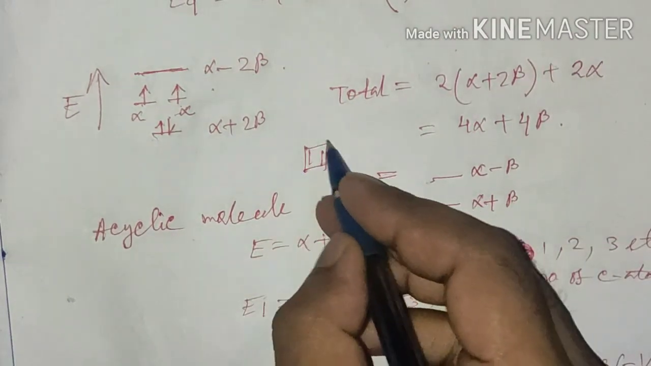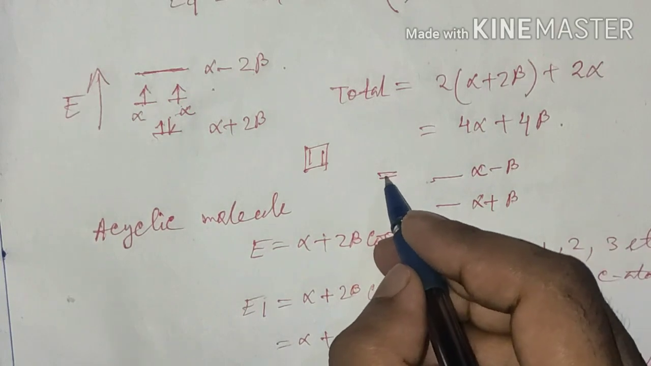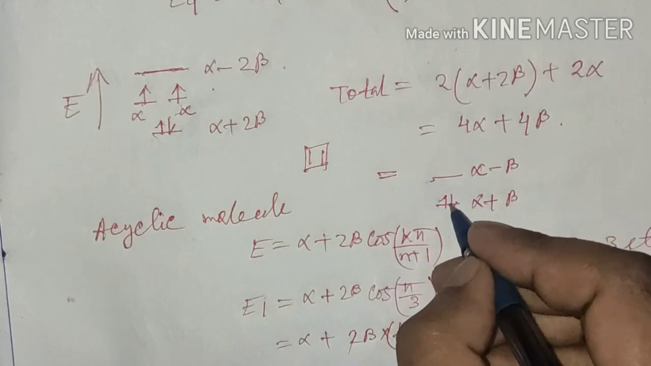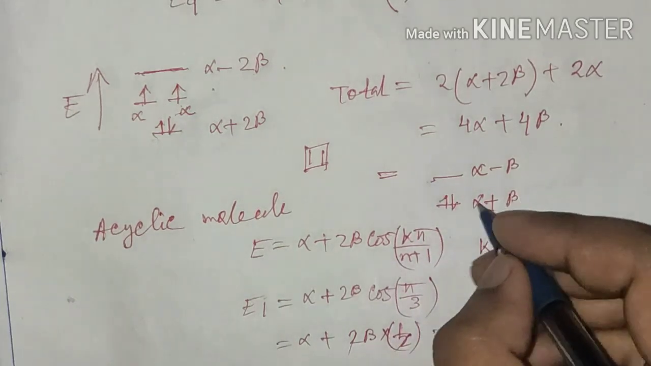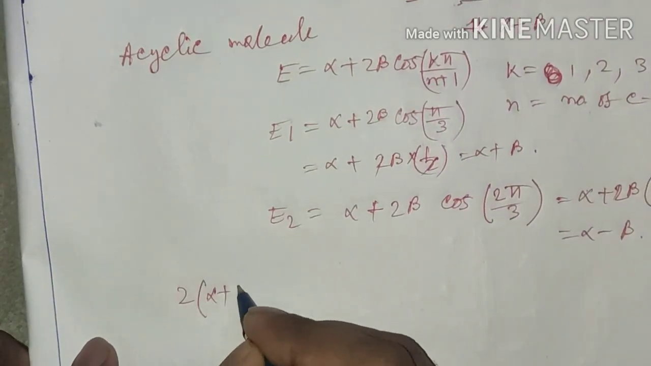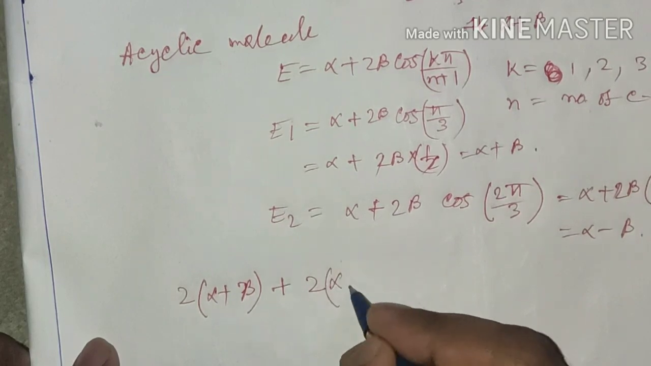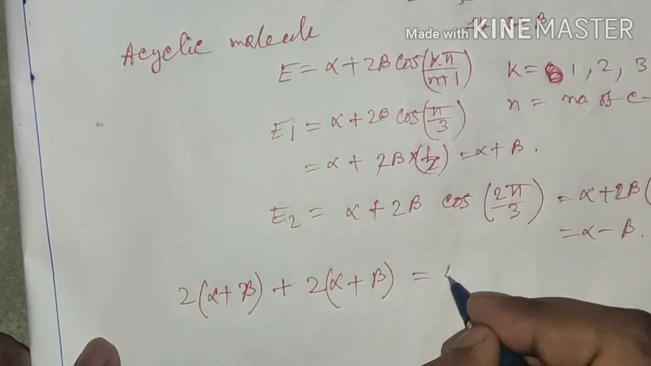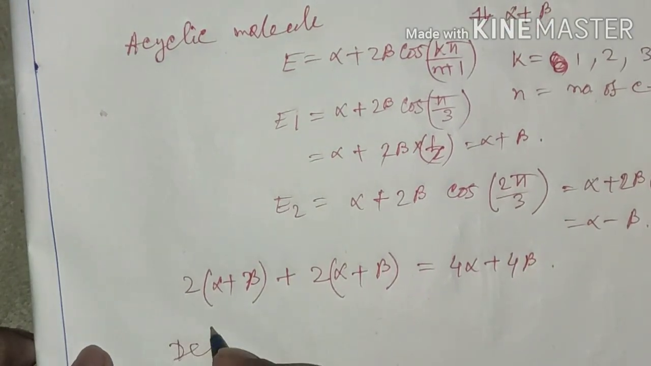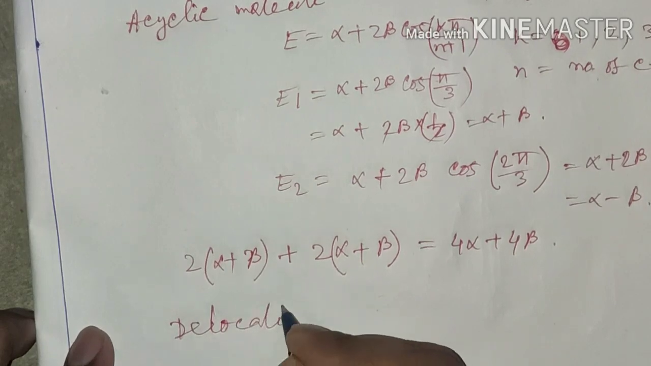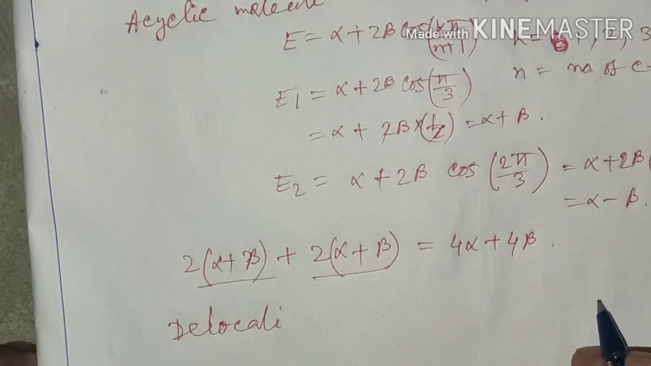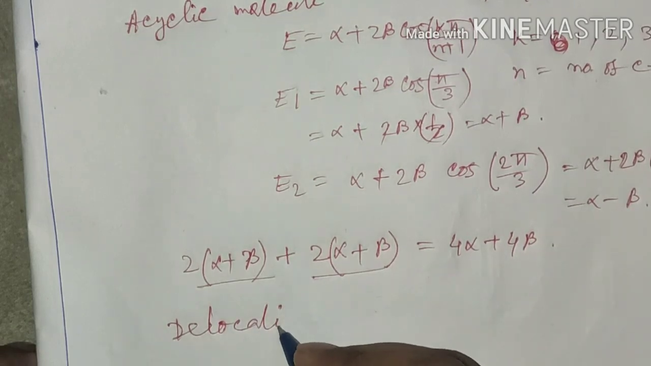And since cyclobutadiene is formed by the combination of two ethylene molecules, and in an ethylene molecule the electrons are distributed like this, for one ethylene molecule the energy will be 2 into alpha plus beta, so the total energy will be 4 alpha plus 4 beta. And the delocalization energy we can get by subtracting this energy, that is the energy of 2 ethylene molecules, from the cyclobutadiene energy.